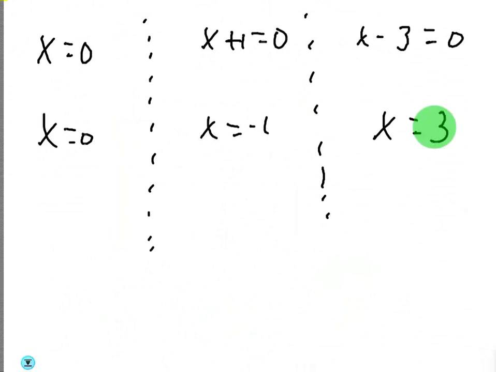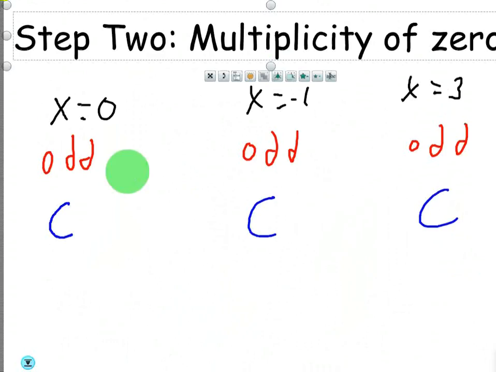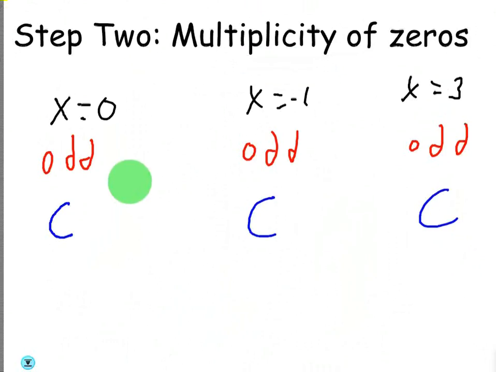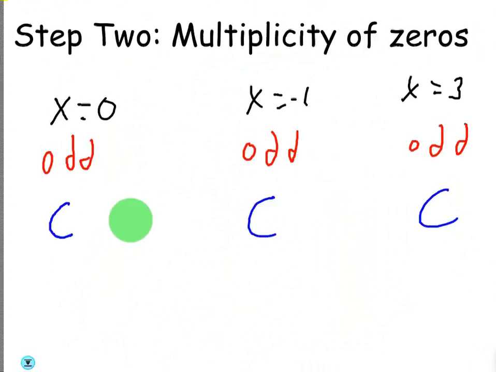So the next step is multiplicity of zeros. Can anybody explain why all these are odd? Why are all these zeros odd multiplicity? Right, good. They only appear once, which is an odd number. What does that tell us about what it's going to do on the graph? Well, I put a C here for cross. When you go to sketch the graph, it's going to go through the x-axis. I think we've done that enough to where we're pretty comfortable. If it's an even multiplicity, it will touch but not cross.